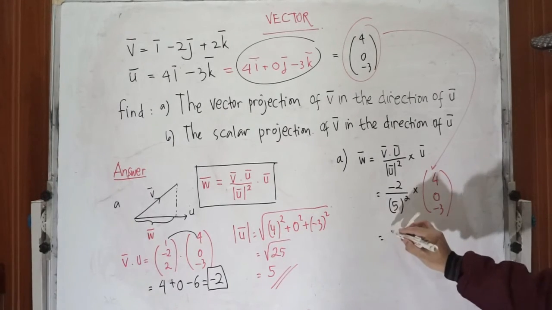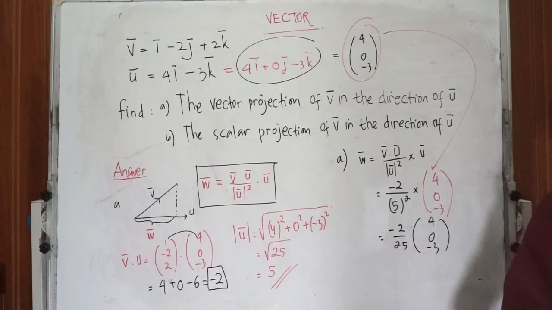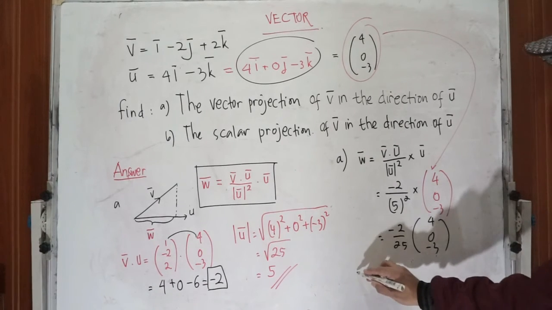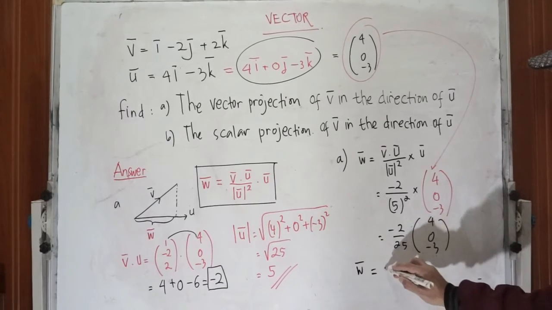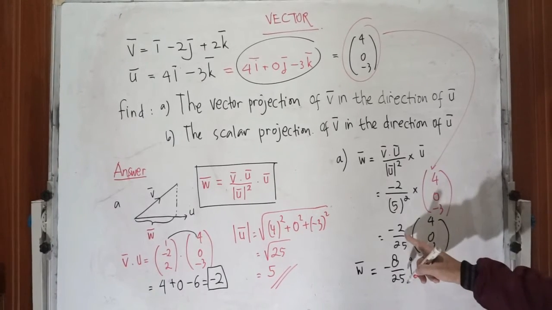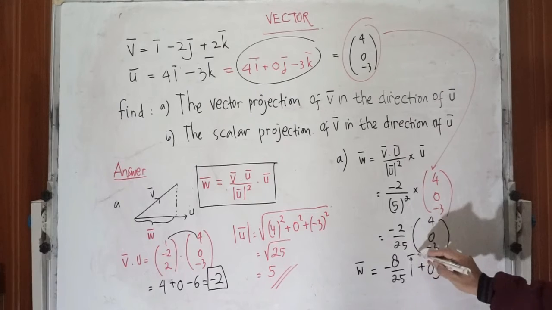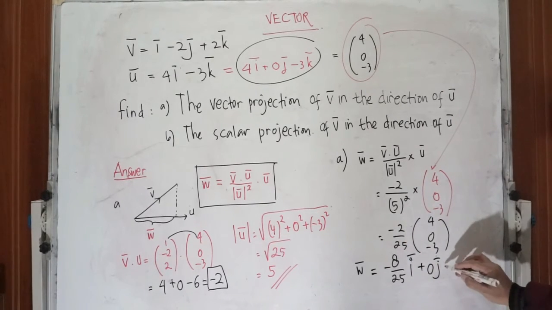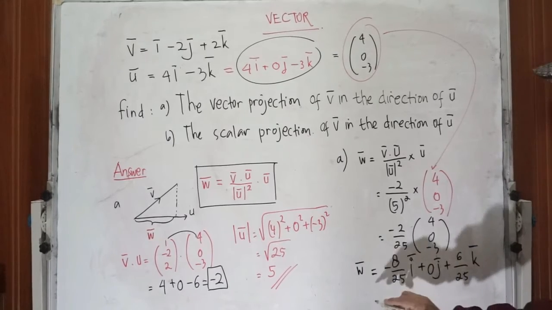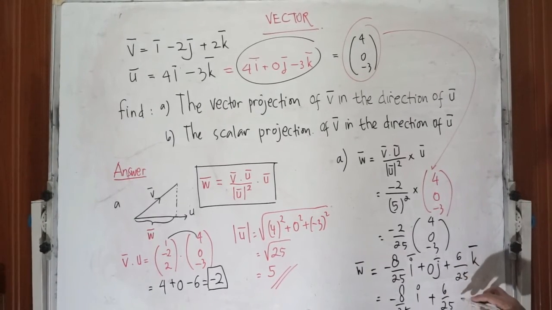So we got minus 2 over 25 times 4, 0, minus 3. Okay, so then we can simplify the vector W. It will be minus 2 times 4, minus 8 over 25 i. Minus 2 over 25 times 0 means 0, plus 0j. Minus 2 over 25 times minus 3, you got 6 over 25. Or you can simplify: minus 8 over 25 i plus 6 over 25 k.